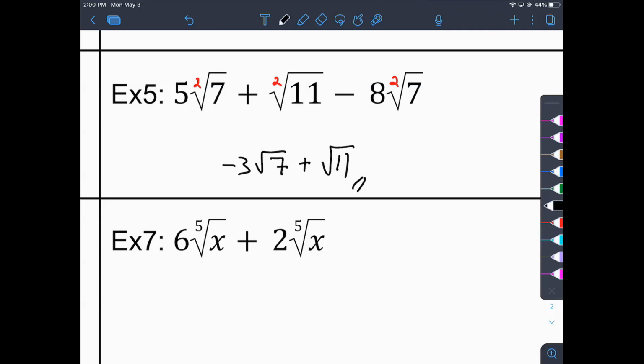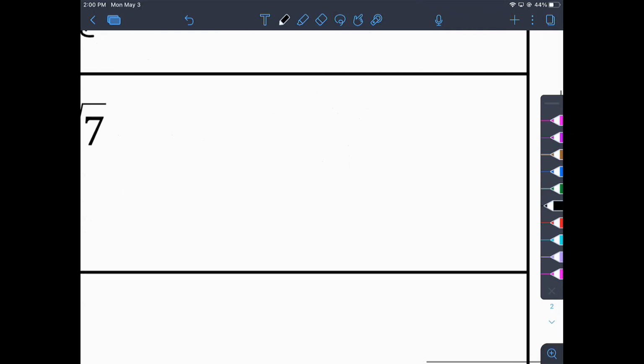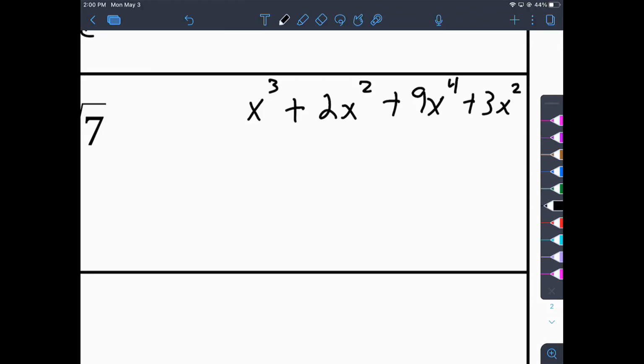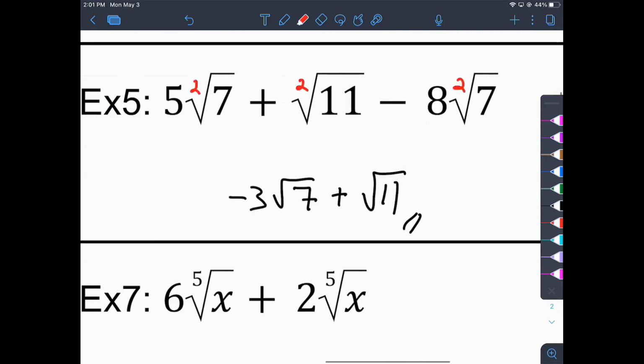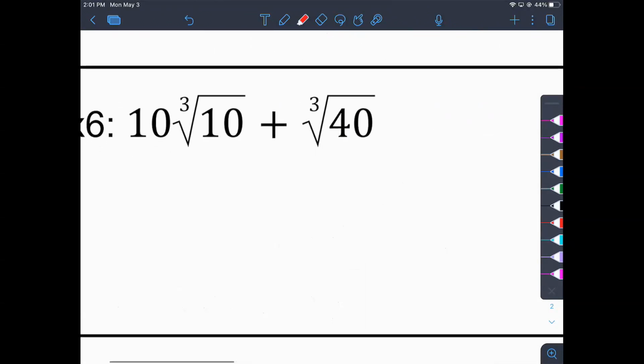You might think of back when we were doing earlier stuff with polynomials, if you have x cubed plus 2x squared plus 9x to the fourth plus 3x squared, the only ones that actually can go together are the ones that are the same. If they're not the same, they don't go together. Same thing here. If they are not the same, they don't go together. Let's do another one.